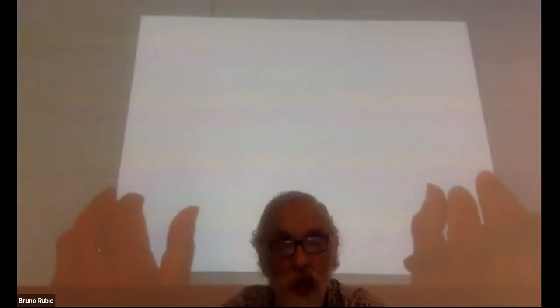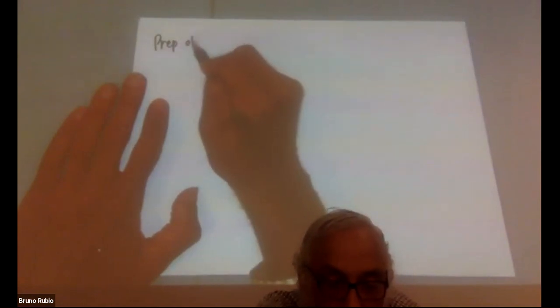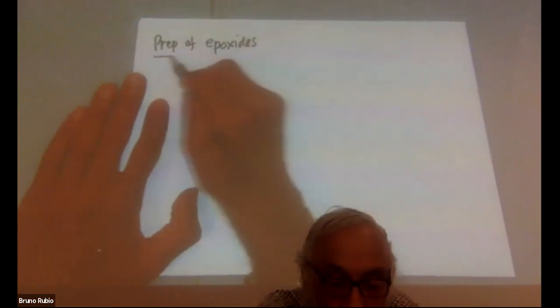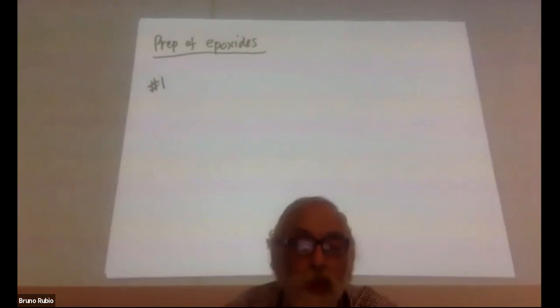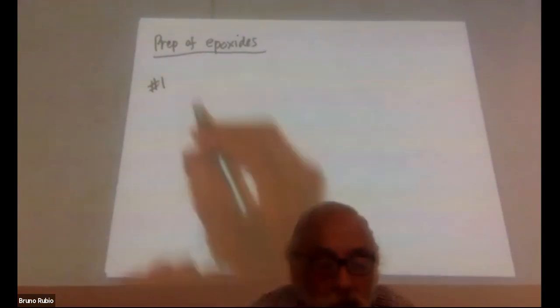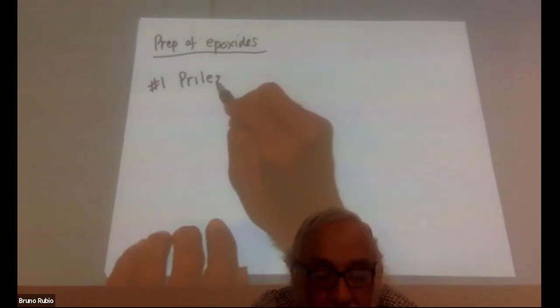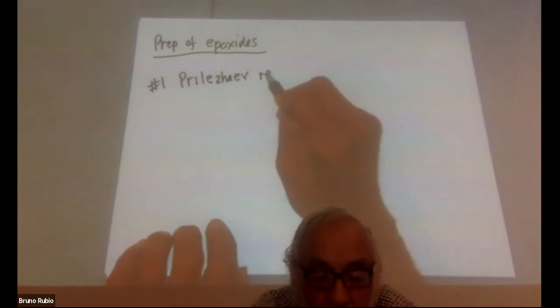Okay, so first let's talk about how to create an epoxide in the laboratory. Preparation of epoxides. There are two ways. Both of them come from alkenes. First way is called the Prilejaev reaction.